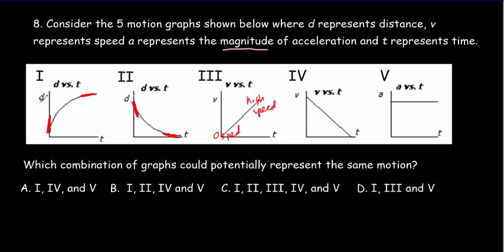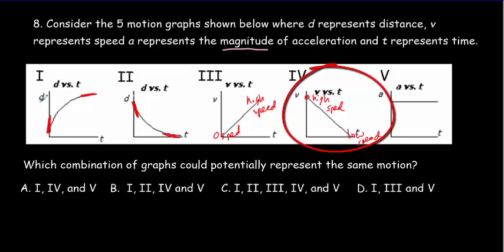This one here starts out with 0 speed and ends up with a high speed. So this one cannot represent the first two. This one, though, starts out with a high speed and ends up with a low speed. So that one's consistent. And this final one here just says that the acceleration's constant. So on a VT graph, that would show up as a straight line.